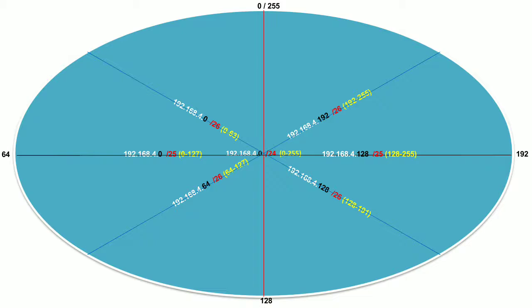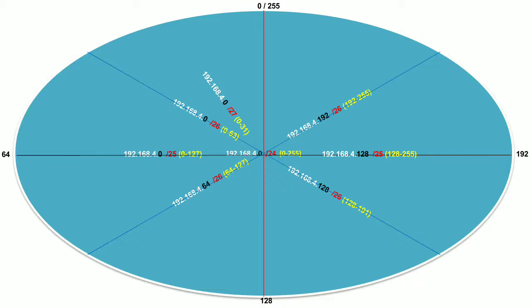So if you want to further divide the original network of /24 into 8 networks, each of these 8 networks would have 32 IP addresses. And if you multiply this number of 32 IP addresses with 8, then you will get the same 256 IP addresses that was of the original network of /24.